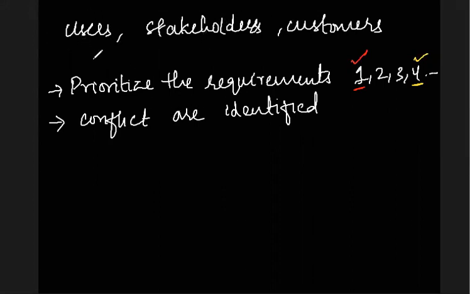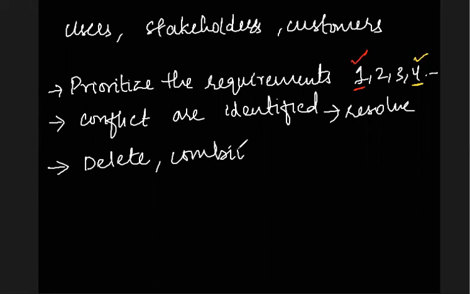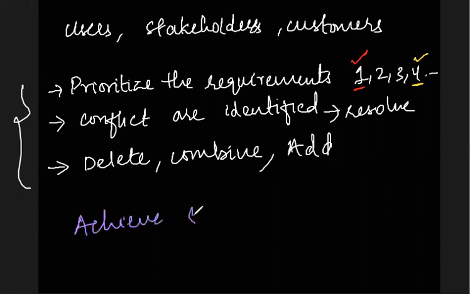Based on the user point of view, if it is the first requirement, then you're going to resolve those conflicts. When the conflicts are identified, you're going to resolve them. These conflicts are resolved by either deleting a few requirements, combining them, or adding a few requirements. Why is all of this done? This is all done so that you can achieve some level of satisfaction between all the users, stakeholders, and customers.